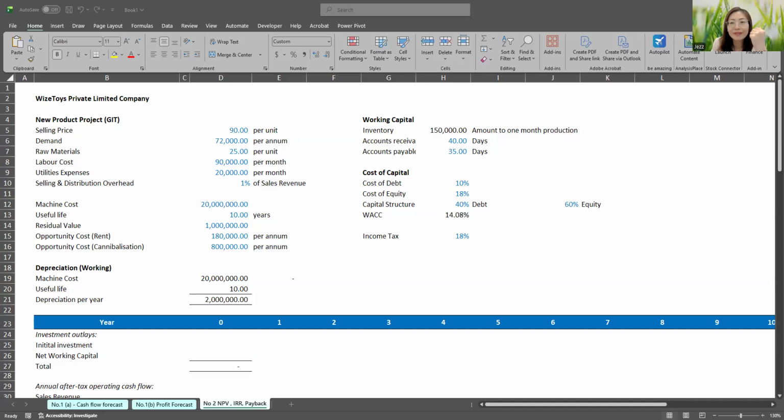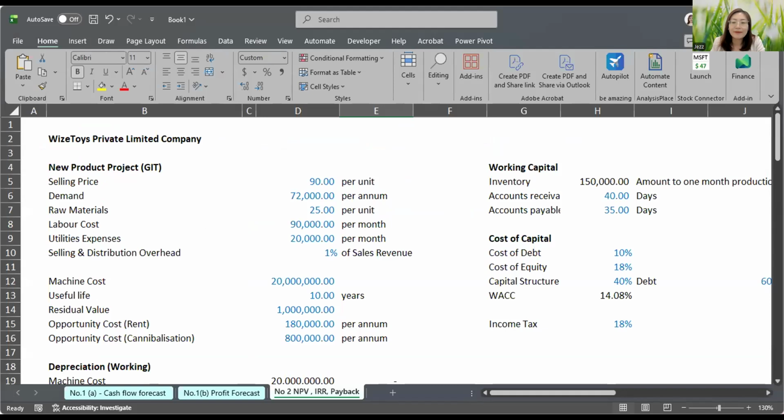I'm going to share the next step of my calculations, these investment appraisals: net present value, internal rate of return, and the payback.